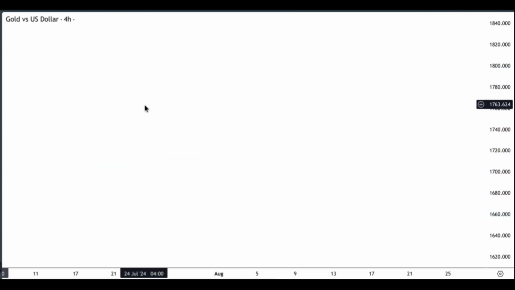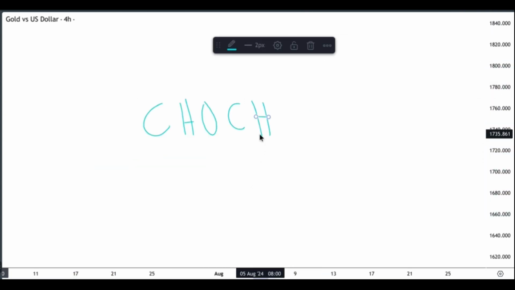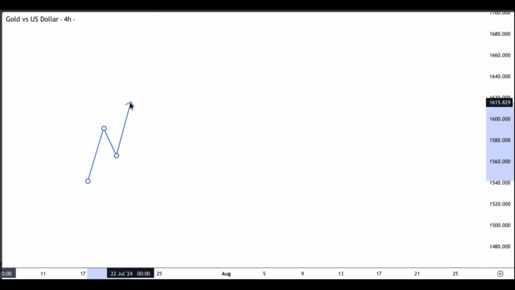We also have what we call the change of character. It's often the first sign of a potential market structure shift, and it happens when the price starts to form higher highs in a downtrend or lower lows in an uptrend. This change signals a possible reversal in the market direction. I just want to show this simply here.